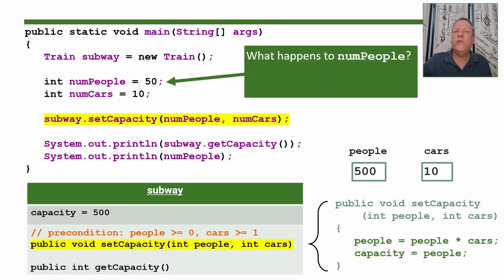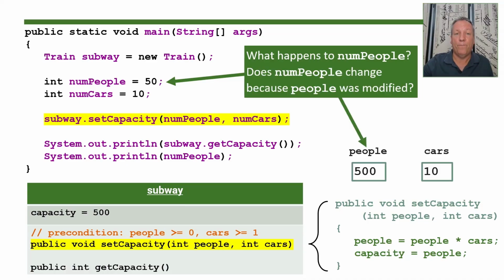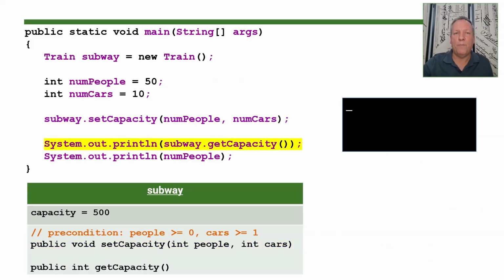But what happens to the original numPeople variable? This was used as an argument to the setCapacity method, and we modified the people parameter. But does numPeople change because people was modified? Well, let's see what happens. 500 is printed out when the getCapacity accessor method is called. And when we print out the numPeople variable, 50 is printed out, the original value of numPeople.